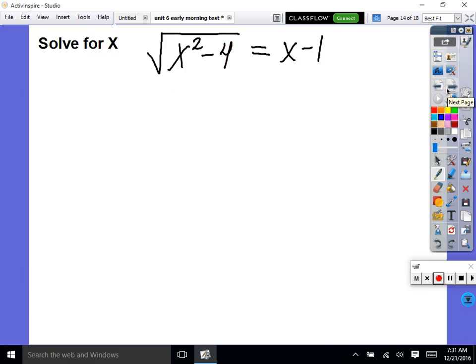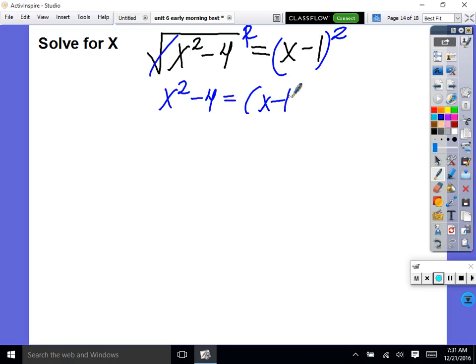So everybody watching, what do we do? Isolate the radical. Isn't the radical by itself already? Now we undo the radical. Wouldn't we square both sides? Don't have any parentheses. Root cancels out with power. So we have x squared minus 4 equals x minus 1 times x minus 1. We wouldn't break the forbidden rule. So we really have x squared minus 4 equals x squared.